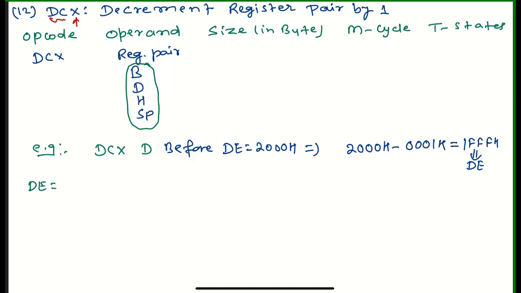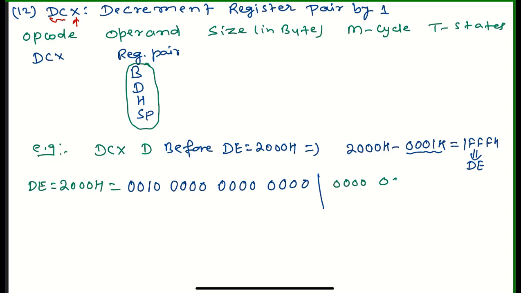The DE content is 2000H, and in terms of binary, this will be represented as 0010, then for the remaining, 0000, 0000, and again 0000. Now, for 0001H, we can write this in binary form as 0000, 0000, 0000, 0001. Now we need to take the 2's complement of this value so that it produces the representation of -1H.